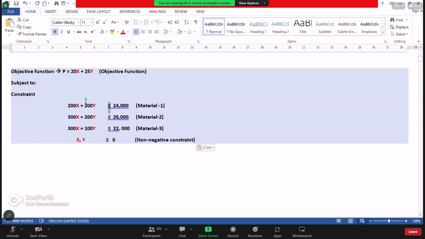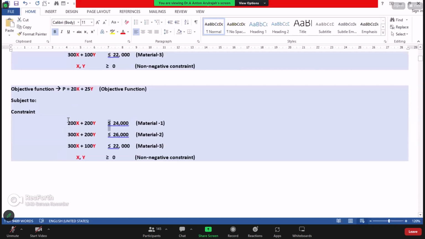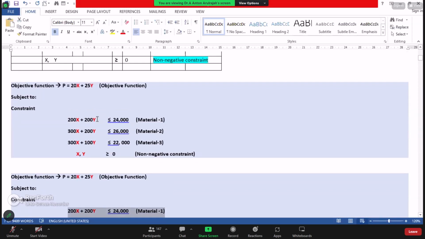If I take the first equation, that means the first constraint, material one, I want to make it an equal sign. The first equation is 200x plus 200y less than or equal to 24,000. The availability of this material per month is 24,000. If you want, we can utilize the whole 24,000.